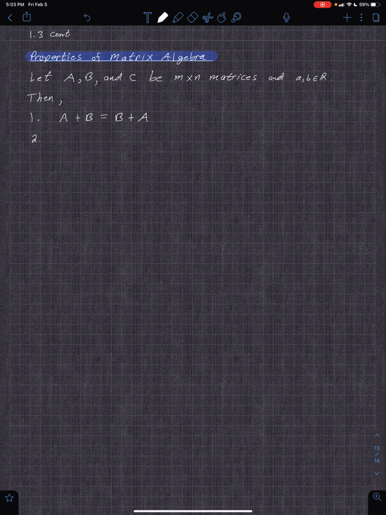Then 2, this is A plus B plus C equal to A plus B plus C, with the grouping changed. So what's the deal here? Well, you can't add all three at once. You have to pick. You have to either add the first two and then C, or add the second two and then A. So what's that called? That's called associative. So it's an associative property for addition.